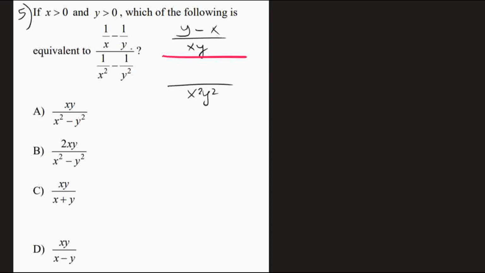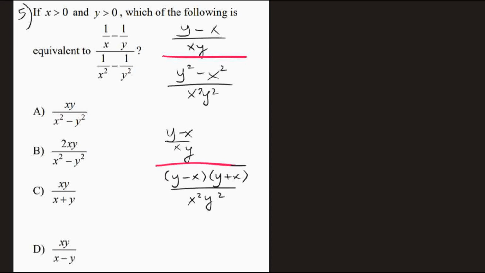Now we have made the denominator the same. Now I can see that y squared minus x squared is an algebraic identity, the difference of squares, so it becomes y minus x times y plus x. This is an algebraic identity: y squared minus x squared is equal to y minus x times y plus x. So I change this one to that one. I hope it's clear.